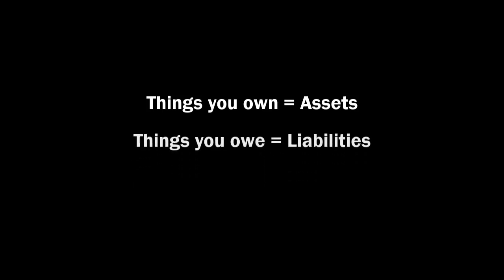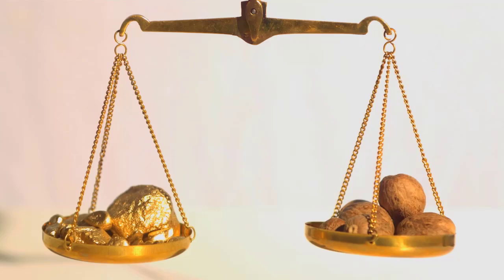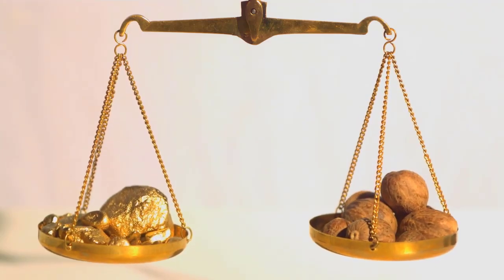You can think of the balance sheet like your net worth. You have the things you own, such as your house, your car, and your savings account. These are your assets. You have the things you owe, such as your mortgage or your car loan. These are your liabilities. Finally, you have the difference between the two. This is your net worth, or equity. A balance sheet is called a balance sheet because it must balance. What the company owns, the assets, must be equal to what the company owes, the liabilities, and shareholder equity.